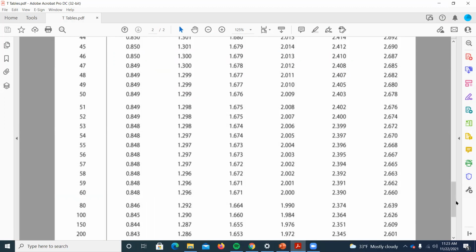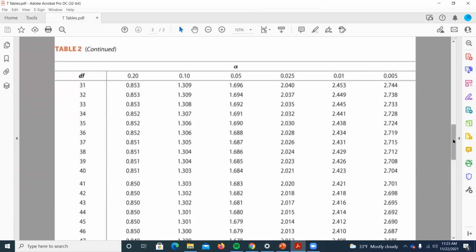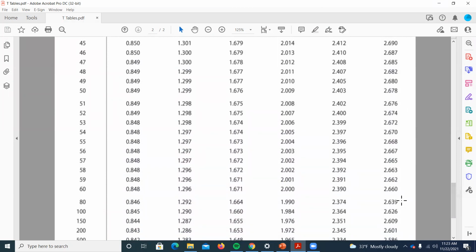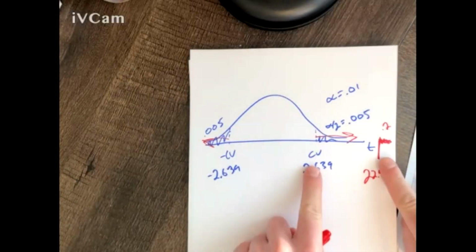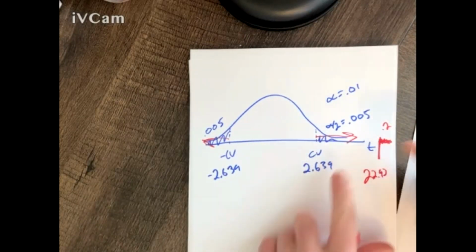So how can I find 22? Well, here, all I could really say was, I know the area to the right of 2.6 was 0.005. So if I multiplied that by 2, that would be 0.01. So if I've got a test statistic that's even more extreme, all I can really say is the area to the right multiplied by 2 is going to be less than 0.01.